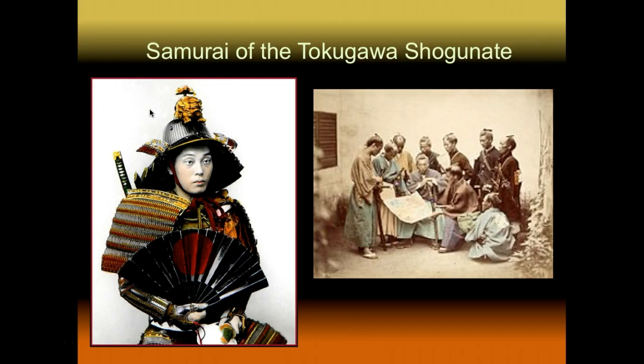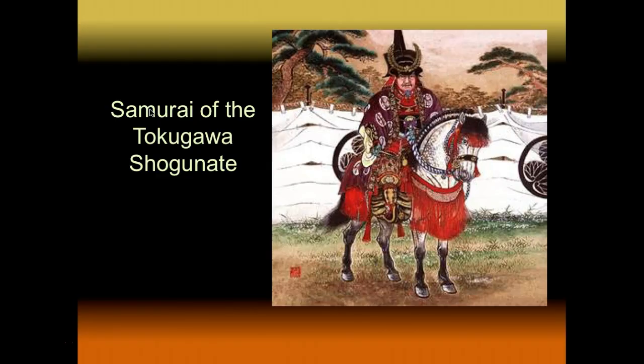Japan got photography by the 1800s, and so these are samurai of the Tokugawa shogunate in the 1800s. They're black and white pictures, but they're colored in, which I think is hilarious, but also awesome because it kind of gives us a sense of what these people might have been actually wearing with color.